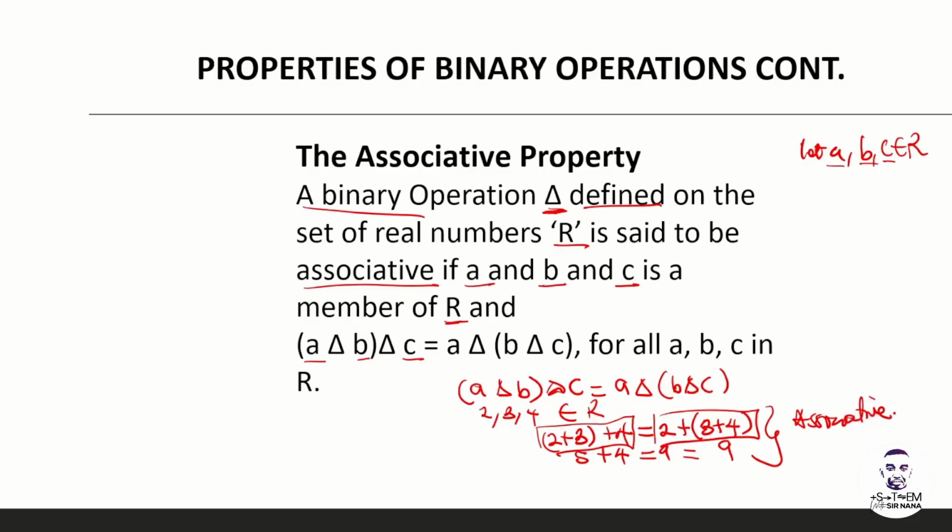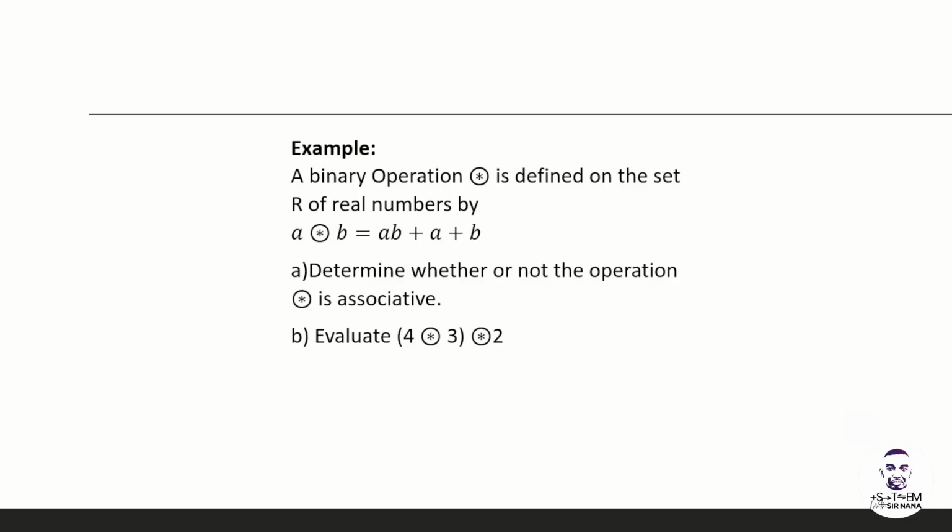Now that we have understood what an associative property is, let's consider a question on the associative property. The question says that a binary operation, with the operation symbol a circle with a star inside, is defined on the set R of real numbers by A operation B equal to AB plus A plus B. We are to determine whether or not the operation is associative, and then we are also to evaluate 3 operation 2.